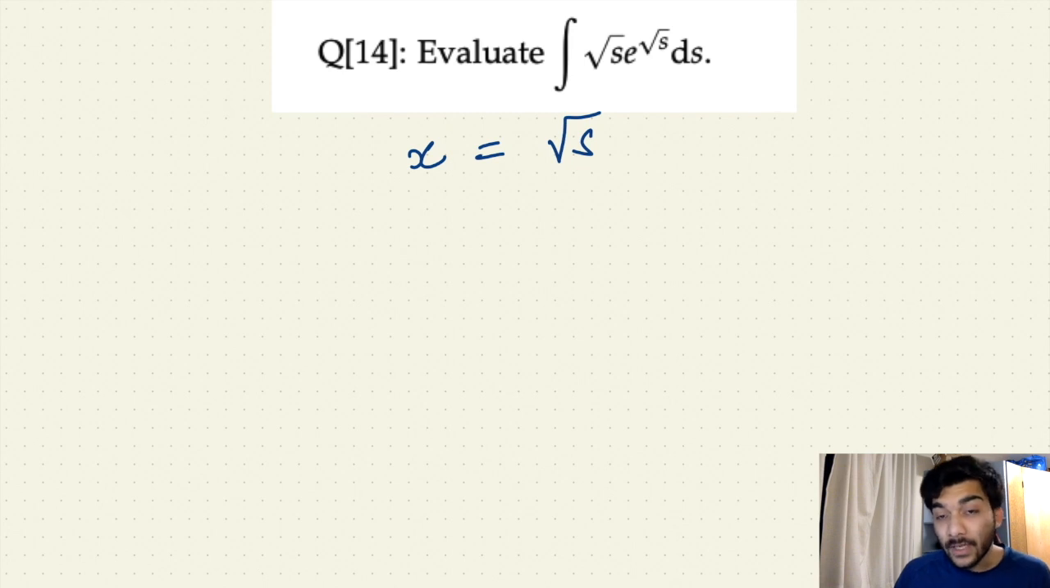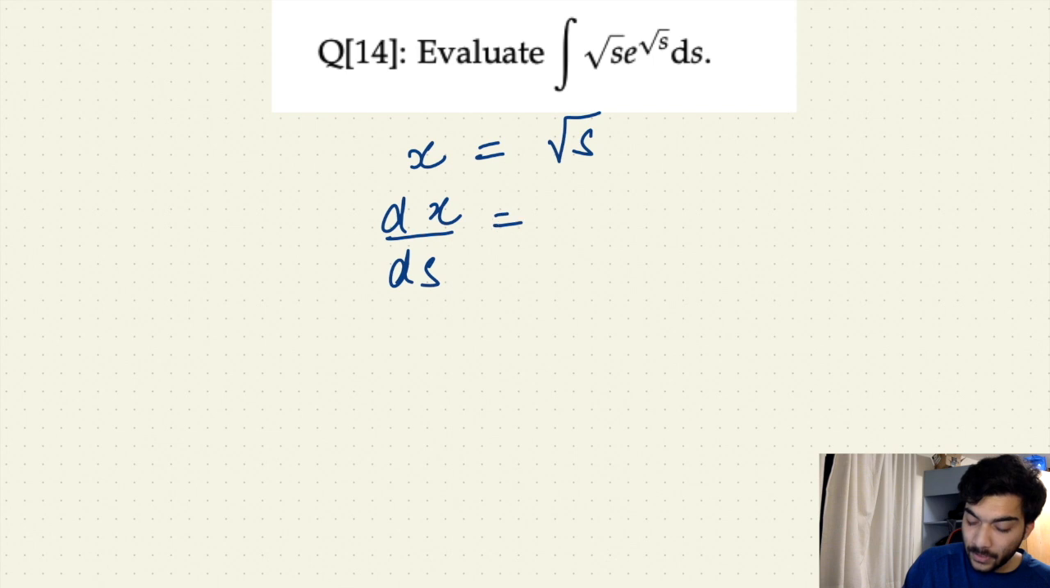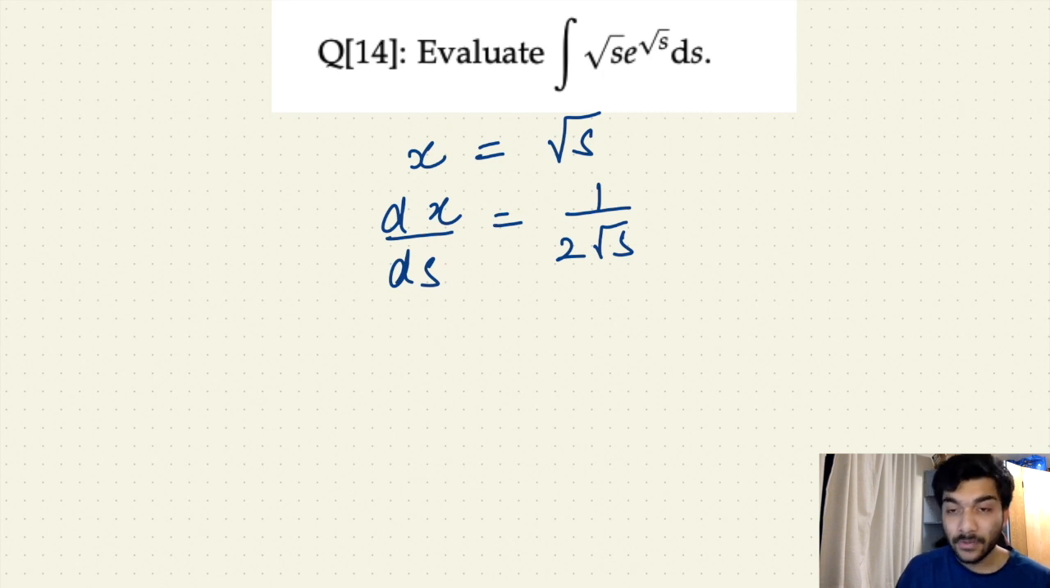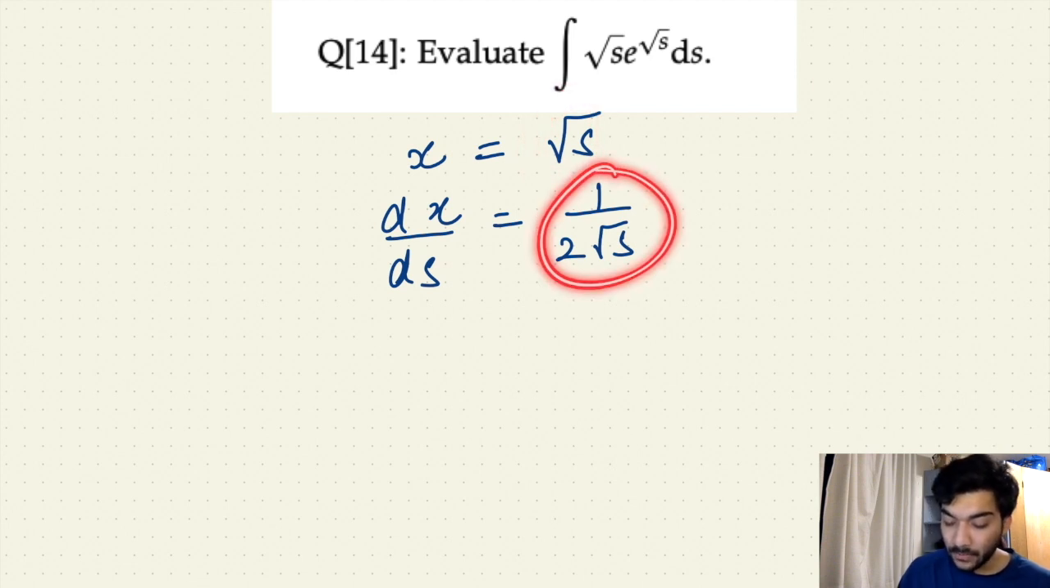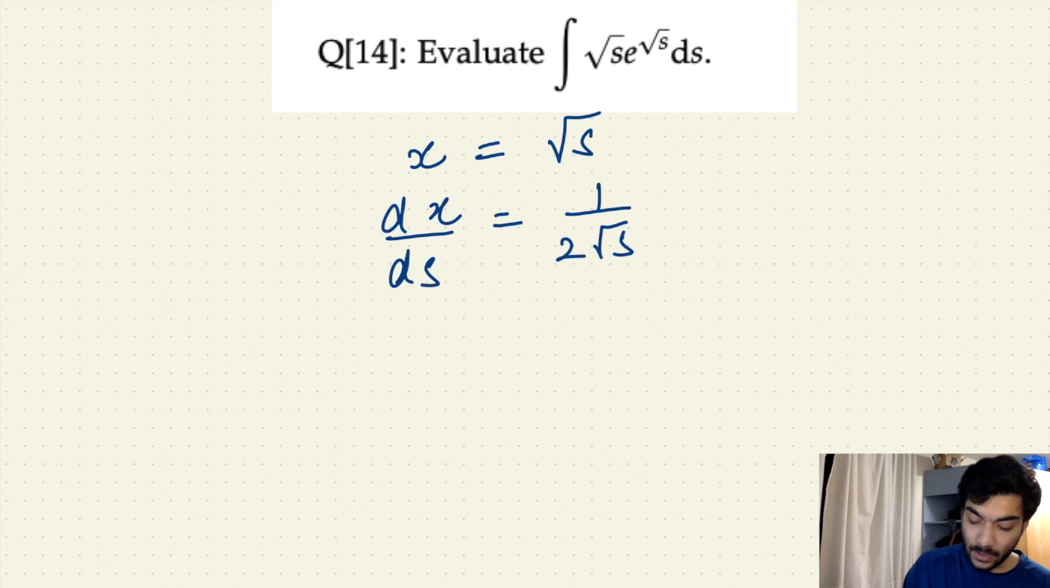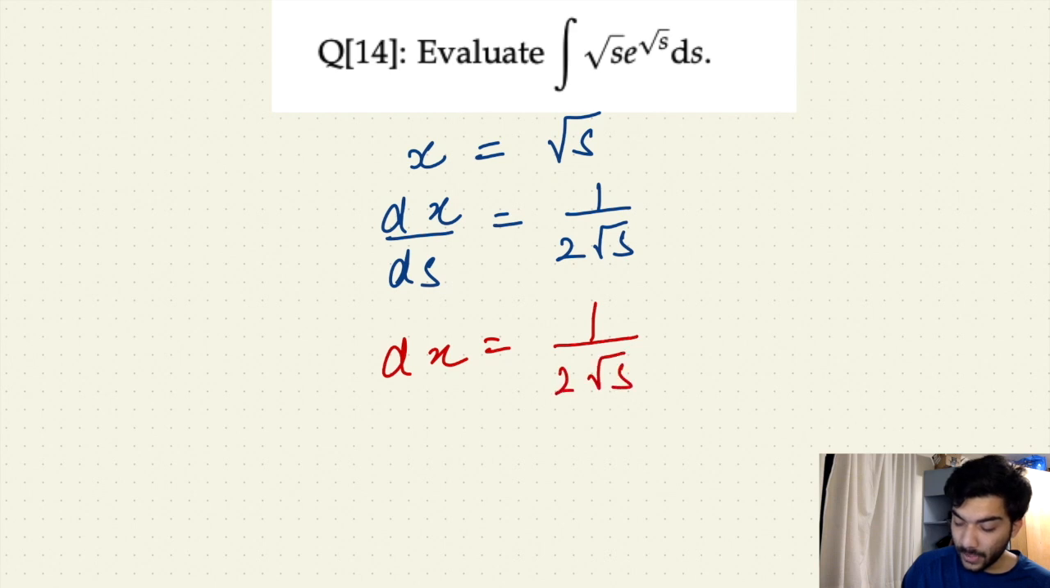So now if we take the derivative of both sides with respect to s, the derivative of root s would be 1 by 2 root s, right? This is what we know about derivatives of a square root function. So if I take the derivative of root s with respect to s, it would simply be 1 by 2 root s in this case. And now if we want to calculate dx in this case, our dx would simply be 1 upon 2 root s times ds in this case, right?